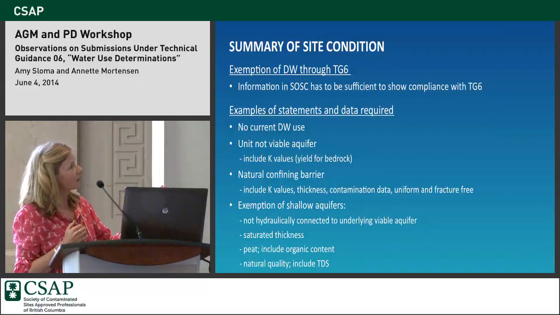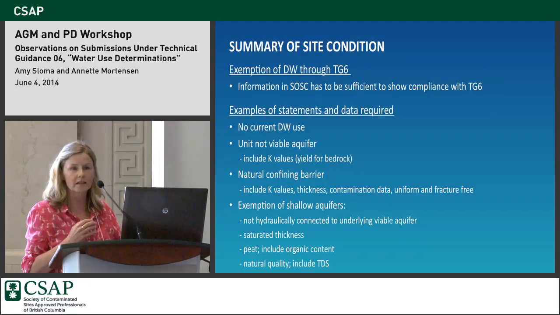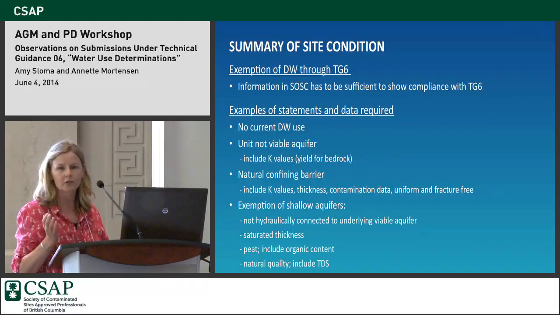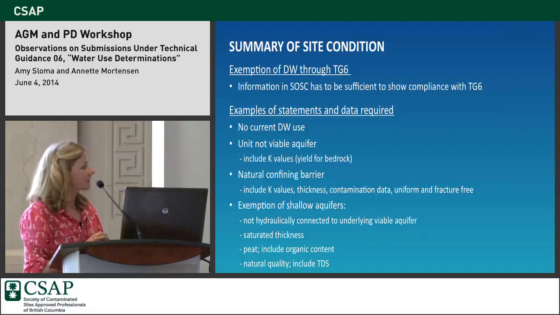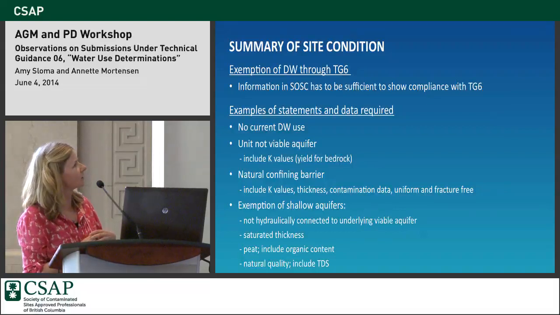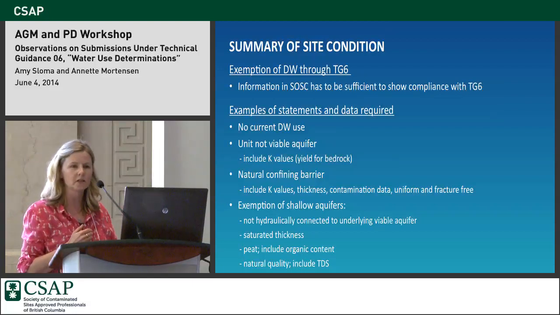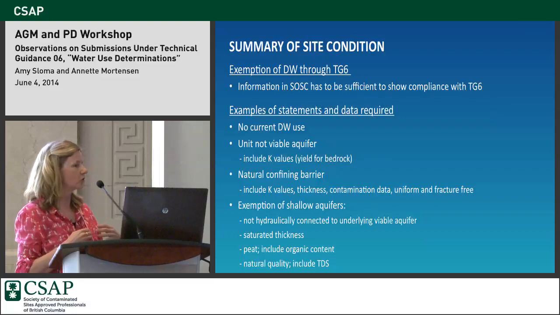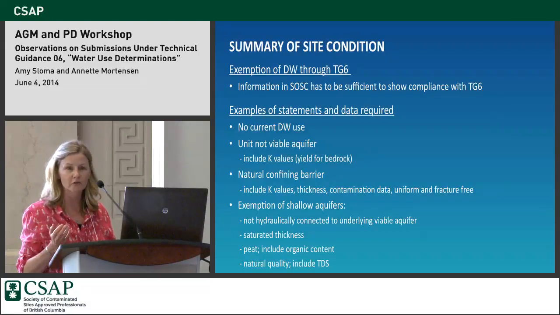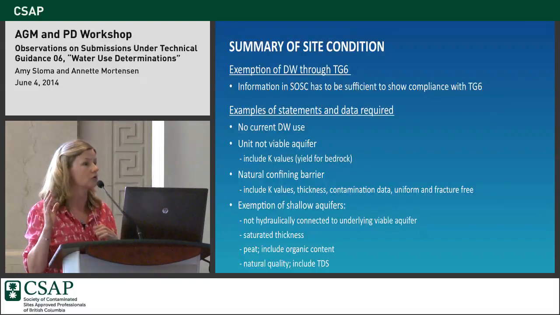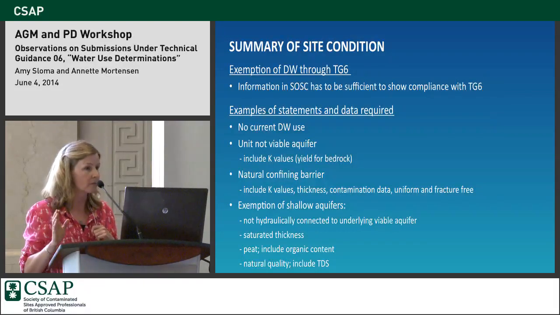I just provided here some statements or some data that we're looking for. First of all, you can't have current drinking water use. That's obvious. If you're exempting a site or a unit because it's not a viable aquifer, provide us with the hydraulic conductivity data. You use the maximum K value if it has less than 6 wells. If you have 6 wells or more, you can use the geometric mean.